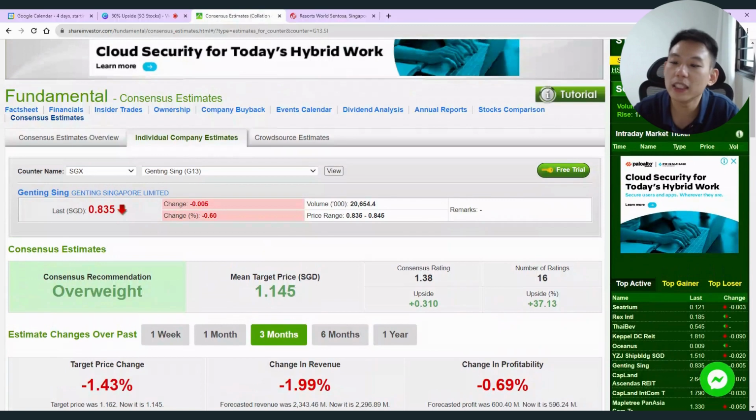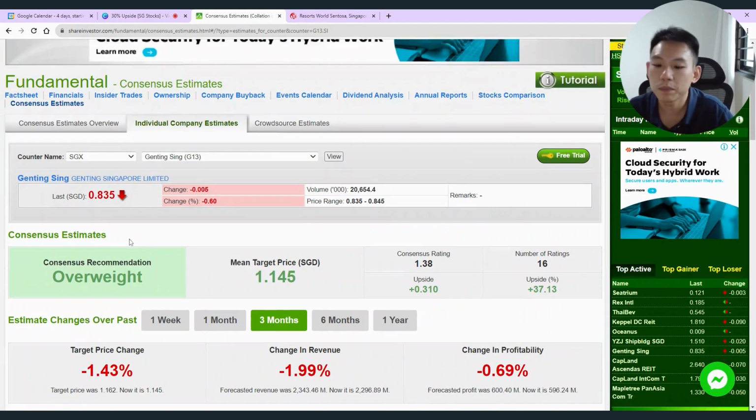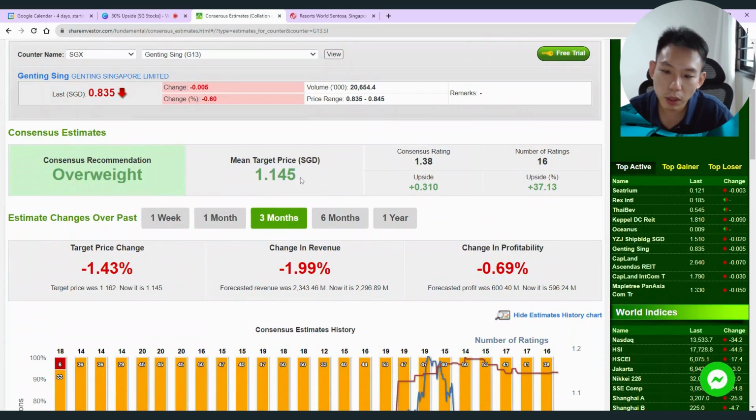So let's move on to the analyst consensus estimates. As of the latest share price, it is trading at 83 cents with an average price target of $1.14, and an overweight recommendation by 16 analysts.